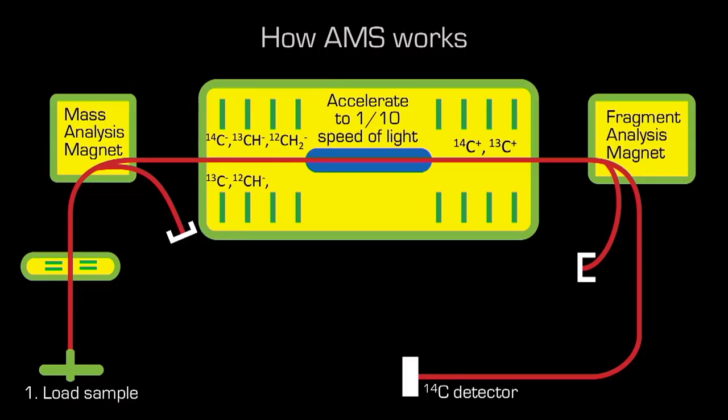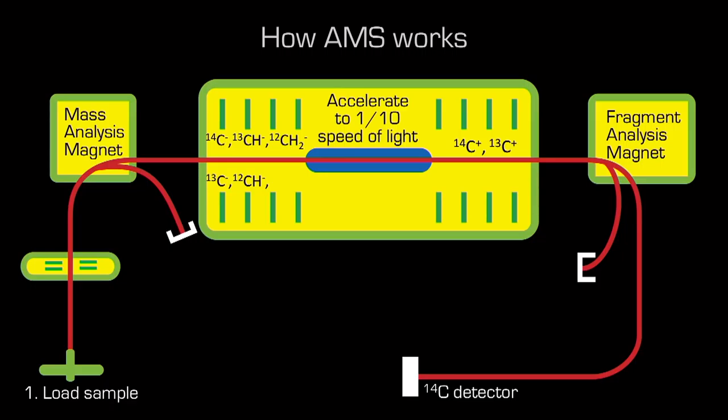So now that we know what AMS is in a general sense, how does it work? As I mentioned, it is a counter. It counts atoms. It counts long-lived radioisotope atoms. And how this works, I'll take you through it. You load your sample, first step, and your sample has to be converted to graphite, which is a form of carbon, in order for it to get read.